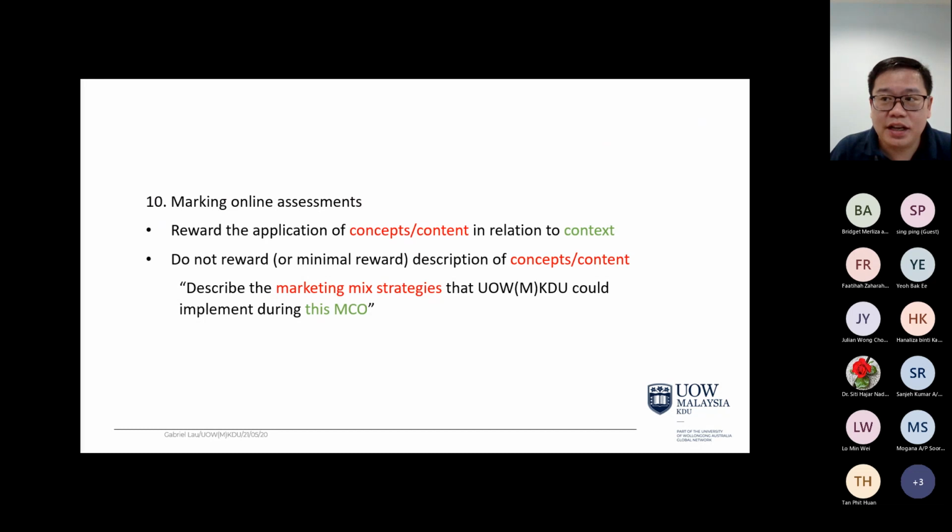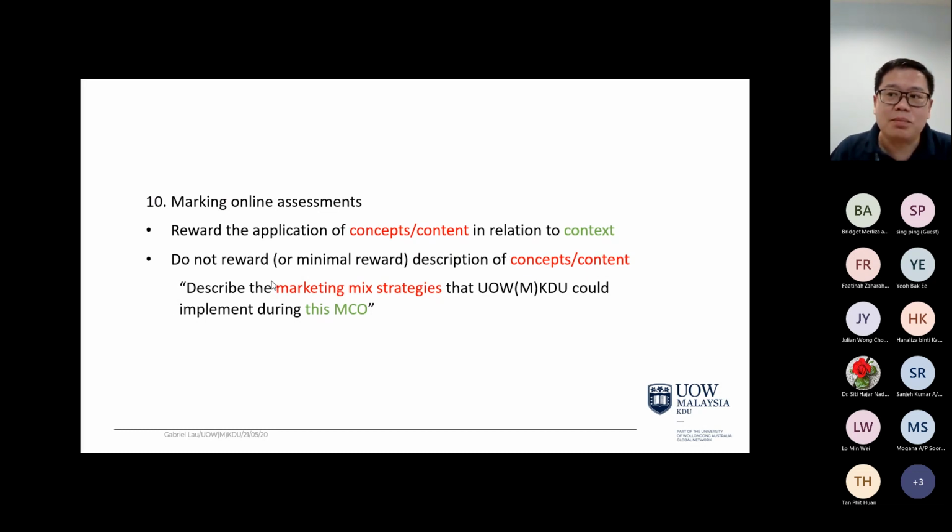Marking online assessments. On the marking part, number 10 here is to reward the application of concepts and content in relation to the context. You don't reward the context; you reward the concept and the content, the application of the concept and content. So how they apply it, not the context. Do not reward, or give only minimal reward for, mere description of concept or content.